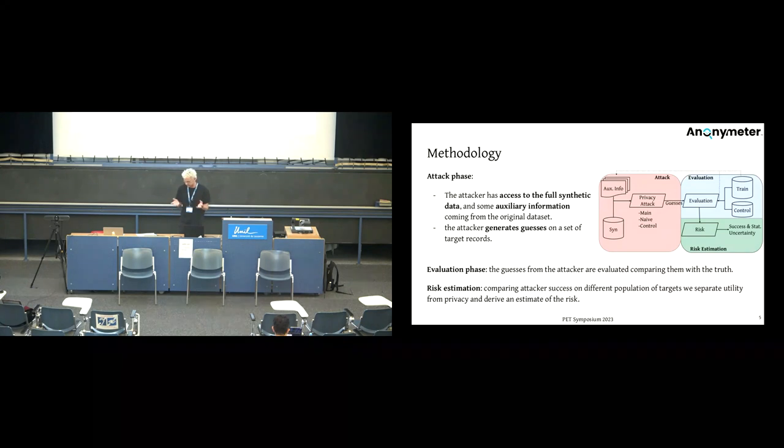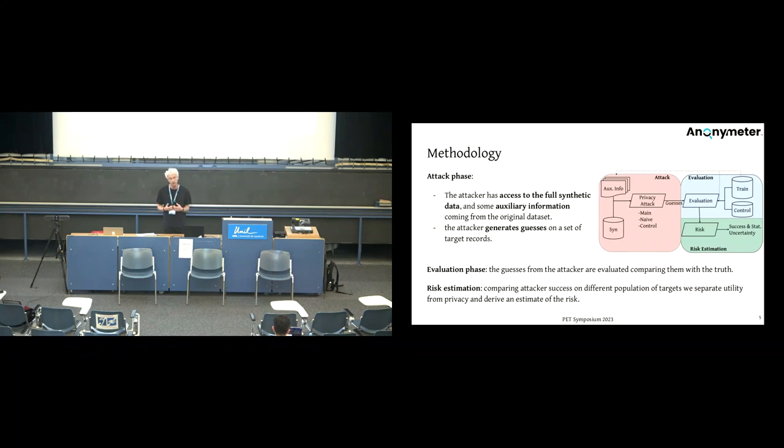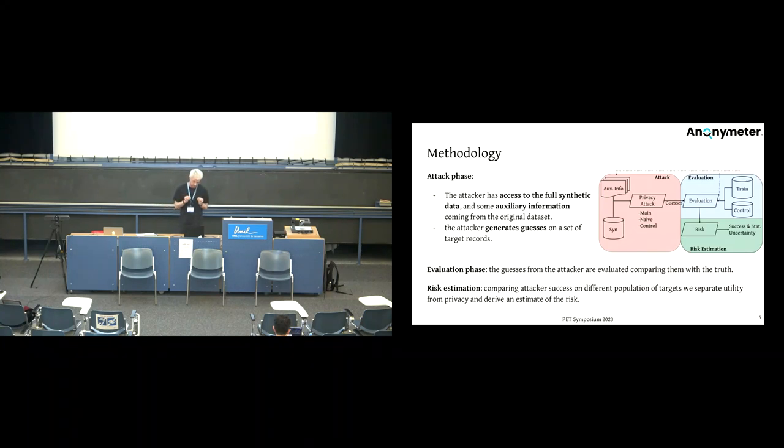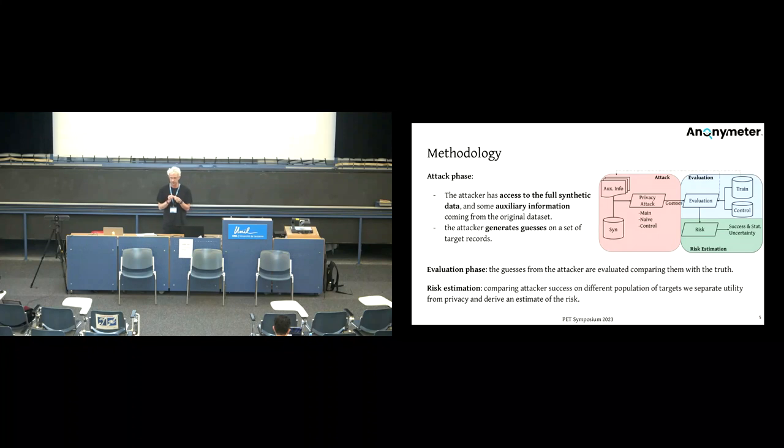And then armed with this, let's say, pieces of information, the attacker will generate guesses on a set of target records. These guesses will be passed on to the evaluation phase. Those guesses are either true or false. In the evaluation phase, we simply compute the success rate and statistical uncertainty on the success rate. Then we pass this to the risk estimation phase, which is basically considering the success rate of the attacker on different populations to separate utility from privacy, let's say, and to derive an estimate of the risk that has good properties. I'm going to go into details of this later.